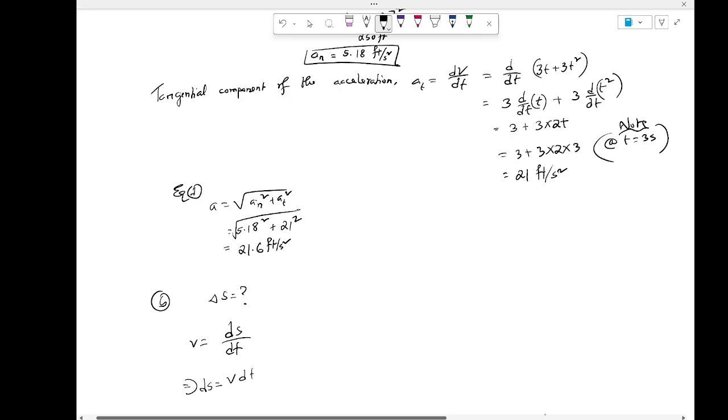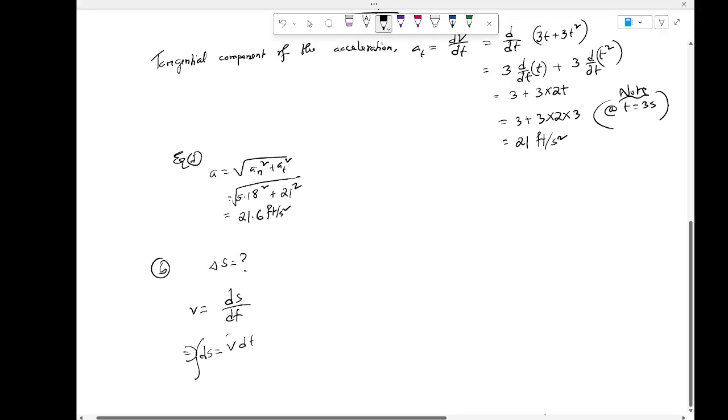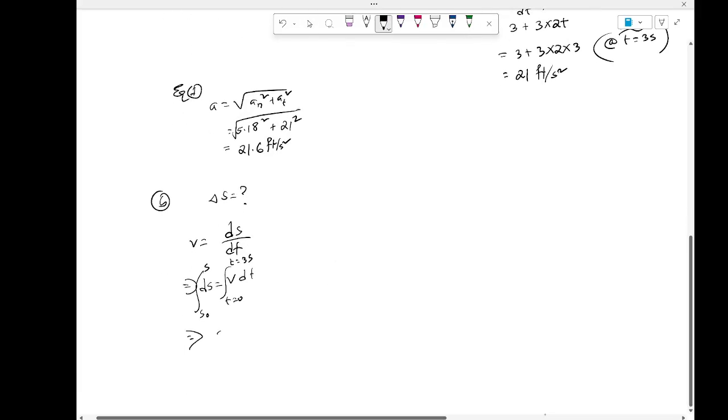So I have this ds equal v dt, and I'm gonna do the integral on both sides, s0 to s, t equal to 0 to t equal to 3 seconds. And then I can rewrite that as s minus s0, which would be del s, same thing. And on the left side, I'm gonna have this, 0 to t equal to 3 seconds, right? And then I have this 3t plus 3t square dt.